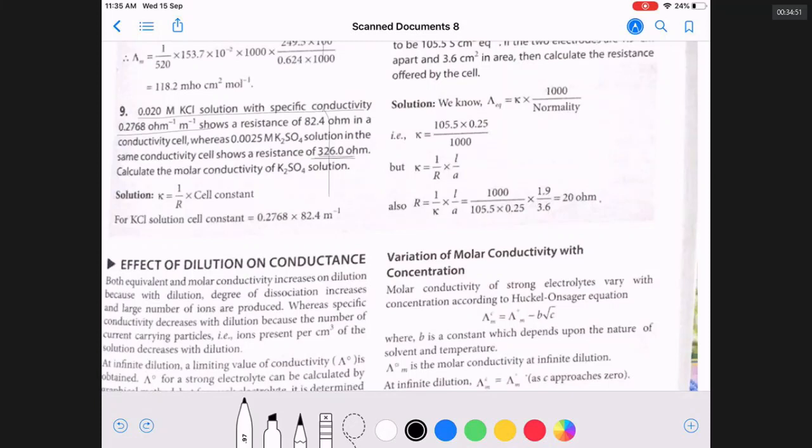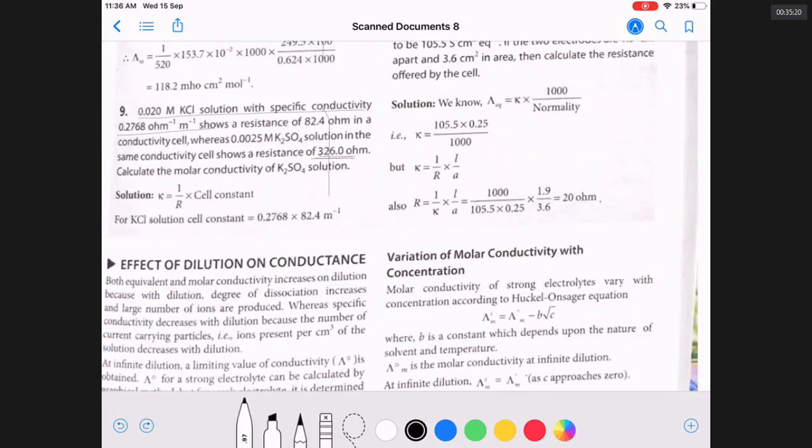We understood what is conductivity, what is conductance, what is molar conductance, what is equivalent conductance, and what are their units. For any given cell, the cell constant l by A remains constant. Always remember that RK is the cell constant. K is equal to cell constant by R. 1 by R is called conductance, represented by G.